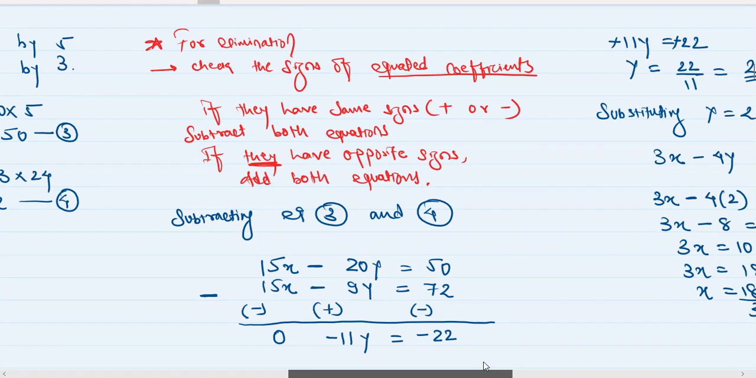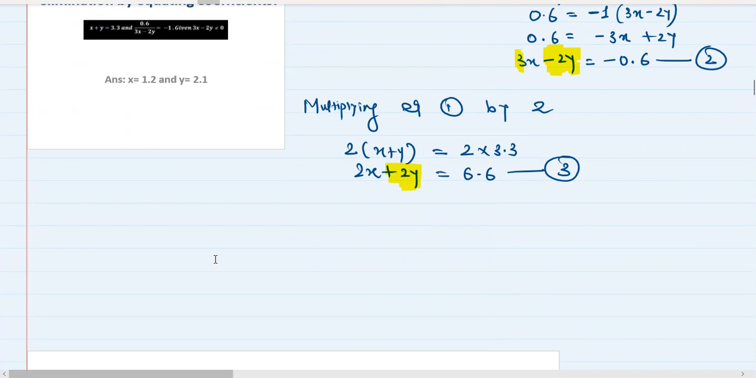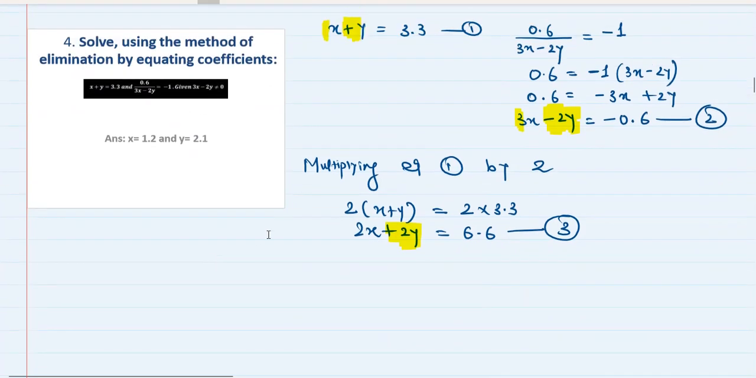For elimination, for moving to the next step, the first step is equating coefficients. That is done. Now for elimination, check the signs of equated coefficients. If they have the same sign, subtract both the equations, and if they have opposite signs, add both the equations. So in our case, in both the equations, we have got opposite signs, because here 2y has got a minus sign in front of it, here 2y has got a plus sign in front of it. So what we are going to do? We are going to add both the equations.